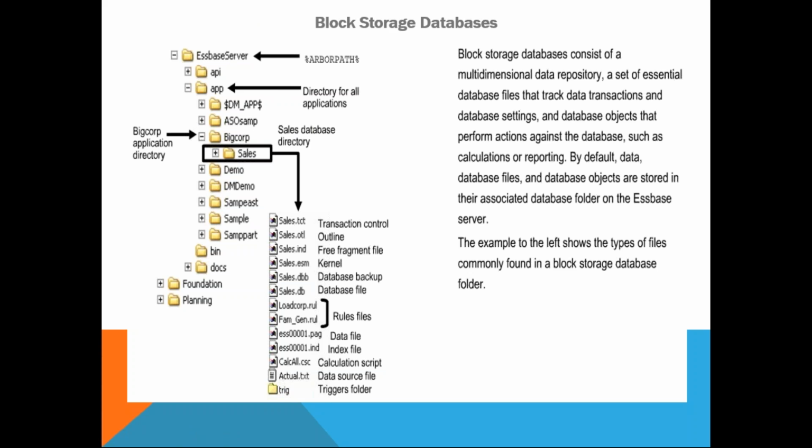Now there is a name until you get to the Essbase server. That path is called the arbor path. So what is the arbor path? It's basically going into the folder and then middleware and then walking up to the Essbase server, the server name. That's the arbor path.